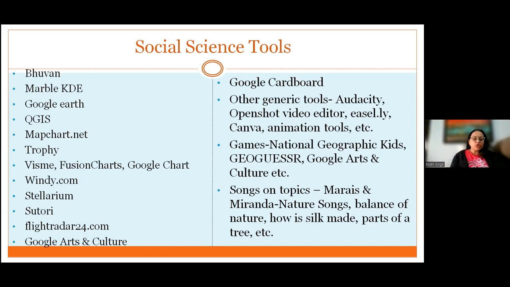Then you have Visme, Fusion Charts, Google Chart, etc. These are used for making various charts and graphs for economics. In geography also we create charts when we are talking about rainfall, the distribution of rainfall across the year or across the years. You can use these for economics, geography, or any other subject.